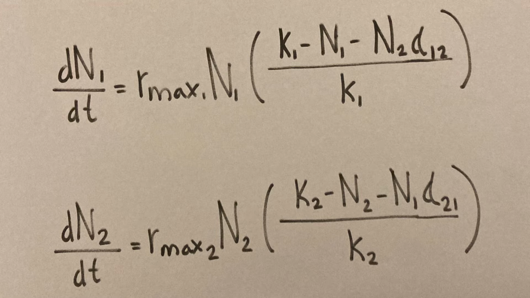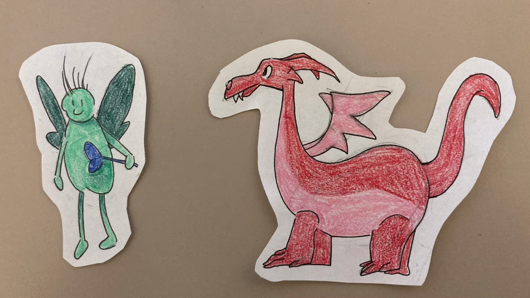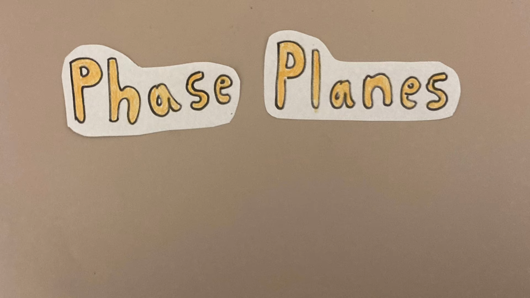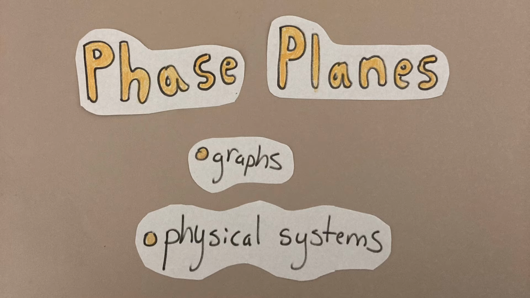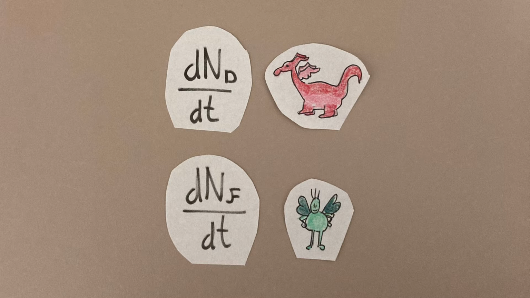The model can apply to any two species, but our model today will be looking at arguably the best creatures on Earth, dragons and fairies. So, to answer our question, let's take a look at phase planes. Phase planes are graphs used to model the behavior of physical systems, in this case, the population growth rate of two different species. We can create many possible phase planes, and here is one of them.